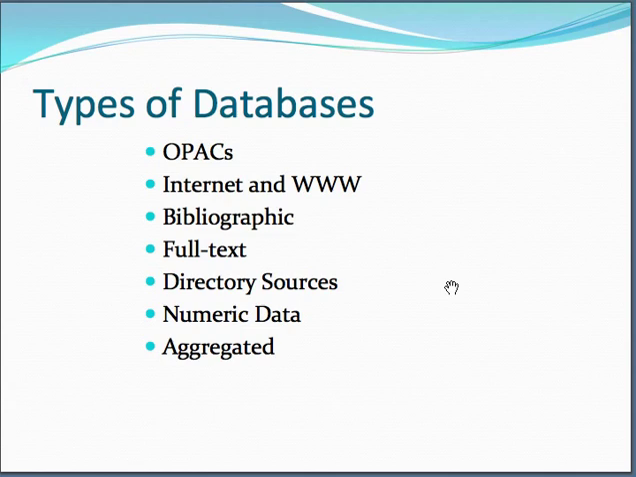Of course, the internet is a database. We have bibliographic databases, we have full text databases, we have directory sources, we have numeric data and other types of data, and we have aggregated data. So these are types of databases that we may encounter.